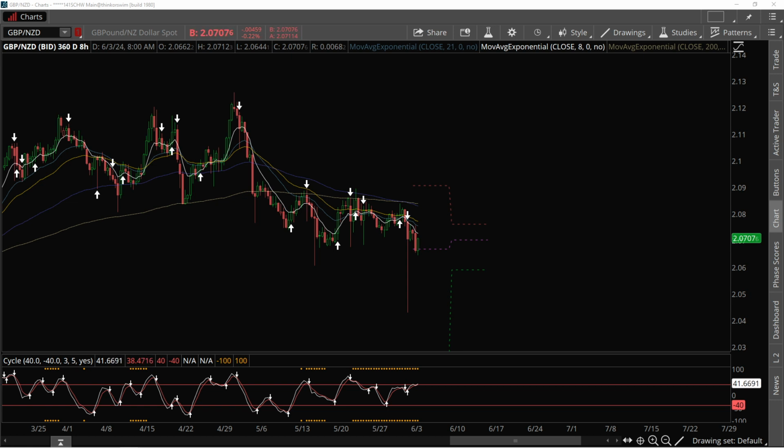We got, like I said, the setups for CAD. I like them. We'll see how it plays out. I like CAD yen to the downside. That's one we're really looking at. And we're kind of just seeing how things play out with these rate decisions this week. So, that's all I got for right now.